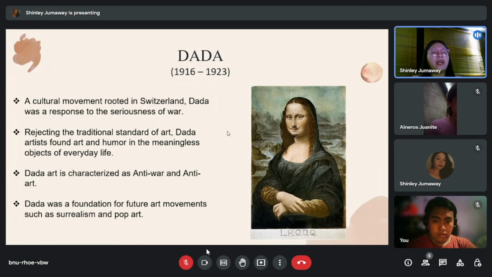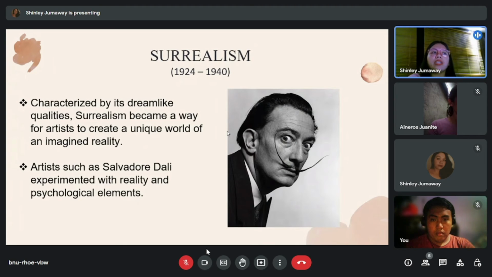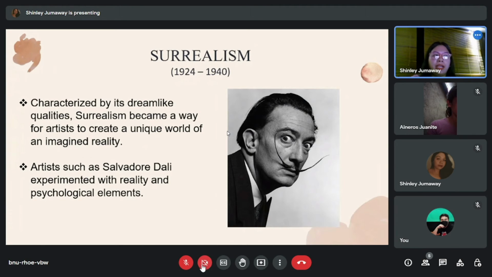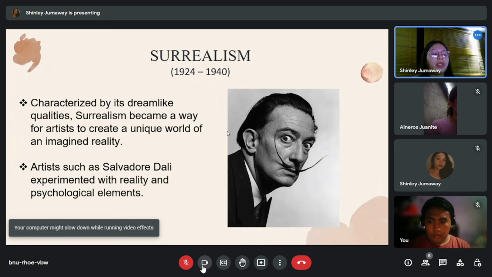So the next art is surrealism. Characterized by its dreamlike qualities, surrealism became a way for artists to create a unique world of unimagined reality. Artists such as Salvador Dali experimented with reality and psychological elements, and this is his picture.